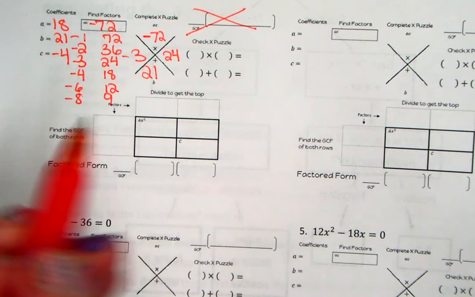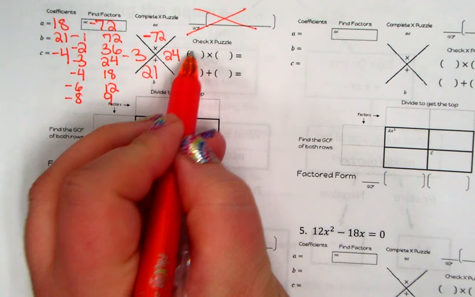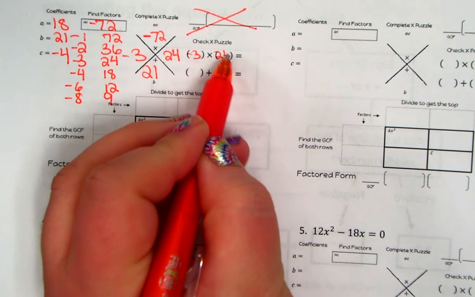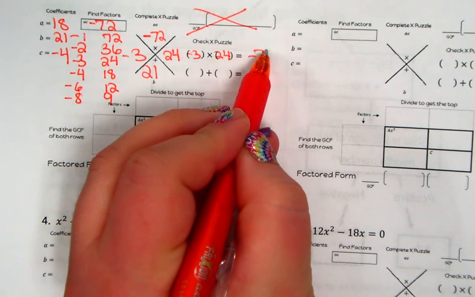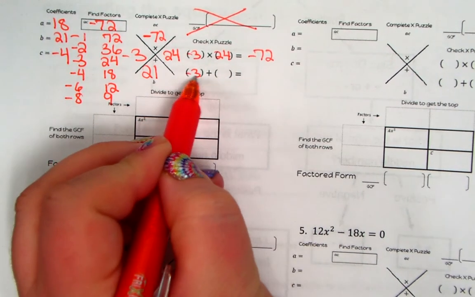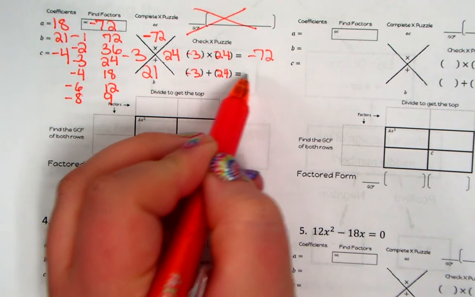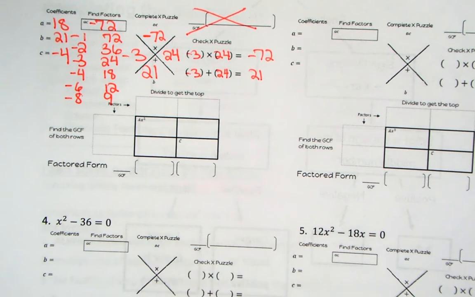And just do at least a mental check. Does -3 times 24 equal -72? And it does. -3 and plus 24, does that really equal +21? And it does. So a mental check is all you need. You don't really have to write that down every single time.